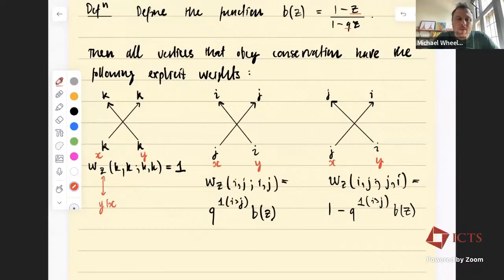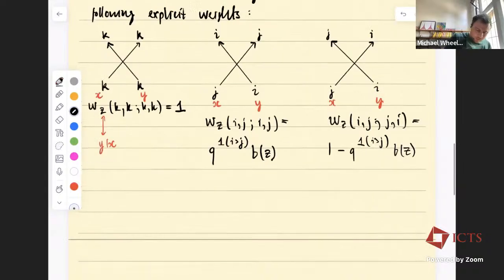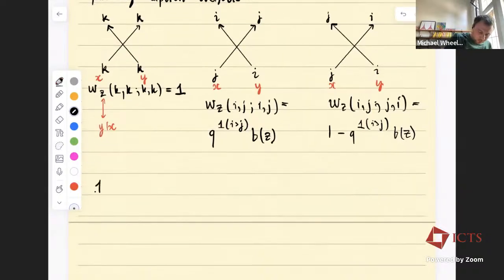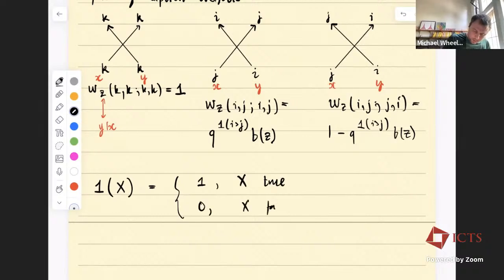Question: what does the notation y bigger than j mean? Oh, sorry, I can't explain that. Yes, so this is the indicator function. It's a logical function, basically. This thing is equal to 1 if the statement x is true, and 0 if x is false. Basically a Boolean type function.